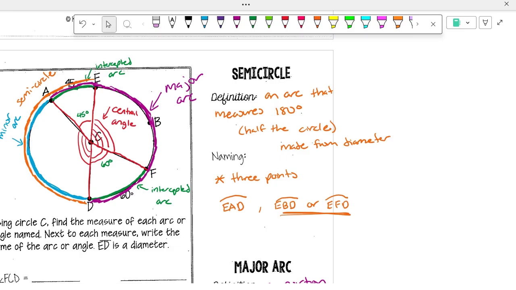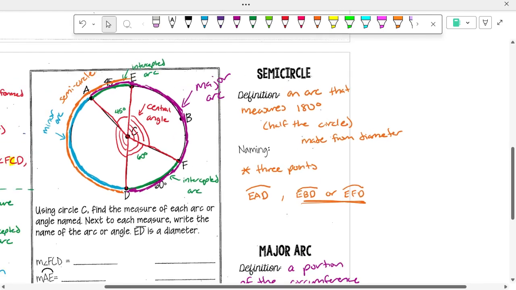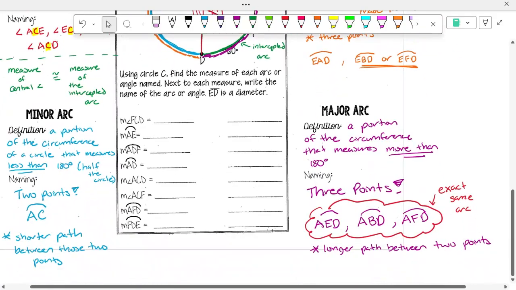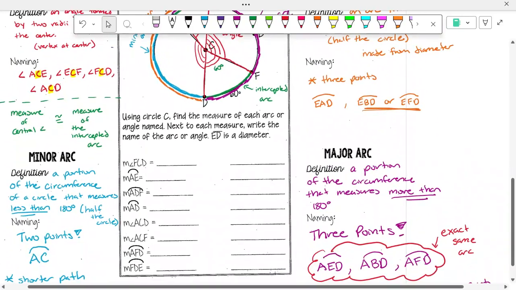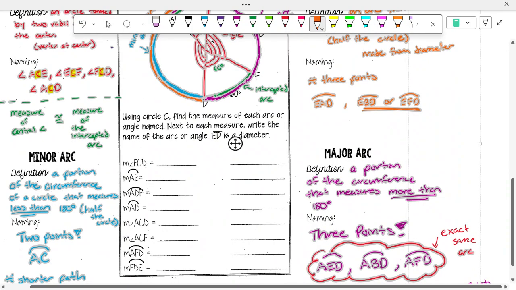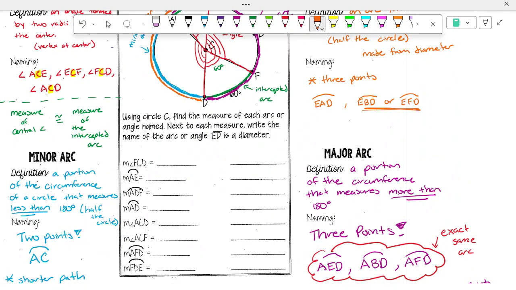Now, why do we go through all this stuff? Well, now we can find some angle and arc measures based off of that information. All right, I'll give you guys a second to finish writing. All right, now let's answer these questions here. Not only are we going to find the measures of the angles and arcs in question, we're also going to label what they are, whether they're a minor arc, major arc, central angle, whatever.